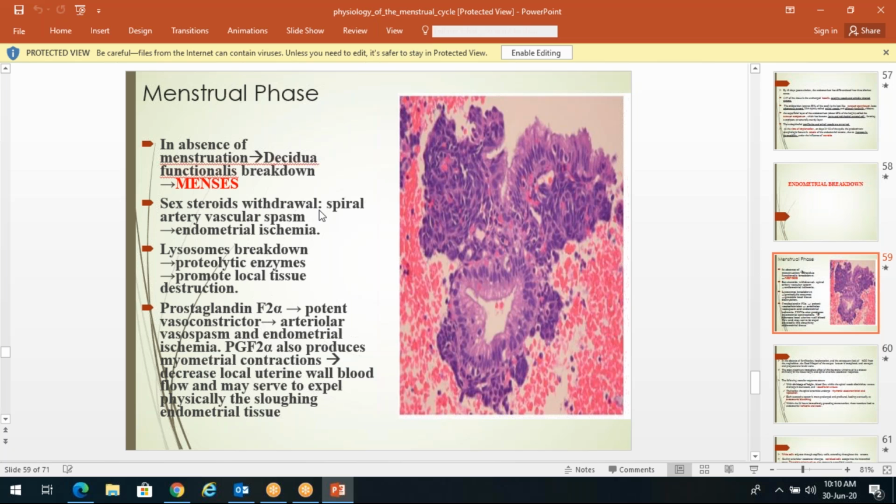The estrogen and progesterone are withdrawn because the Graafian follicle, which has converted into the corpus luteum, will die. It will become corpus albicans. So corpus albicans does not produce either estrogen or progesterone. So what happens? There will be sex steroid withdrawal, which leads to spiral artery vascular spasm. So the artery becomes spastic, which leads to endometrial ischemia. This ischemia in turn leads to lysosomal breakdown, releasing proteolytic enzymes and promoting local tissue destruction.